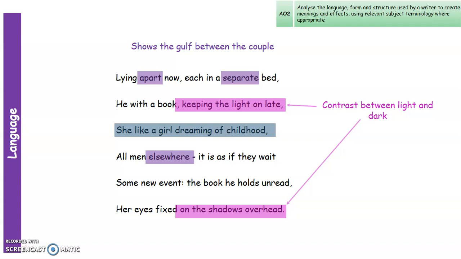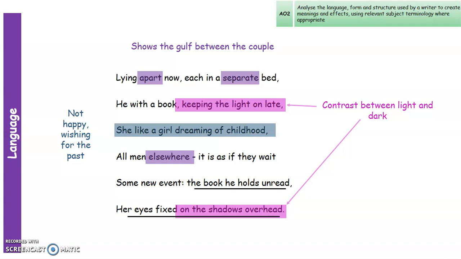It also says that she's like a girl dreaming of childhood, so you've got a simile here, and it shows that she's maybe thinking of a happier time, as we usually associate childhood with positive connotations. So maybe we could interpret it as her not being happy, and she's wishing for the past.